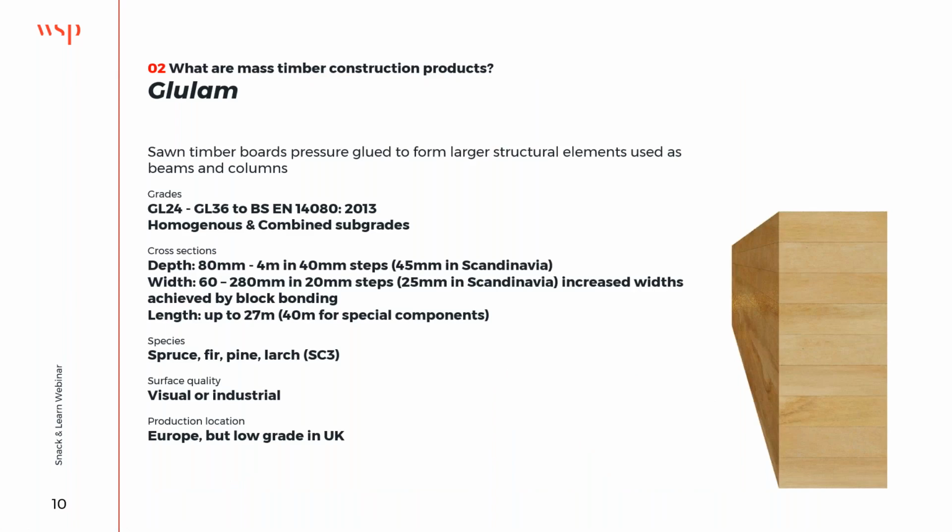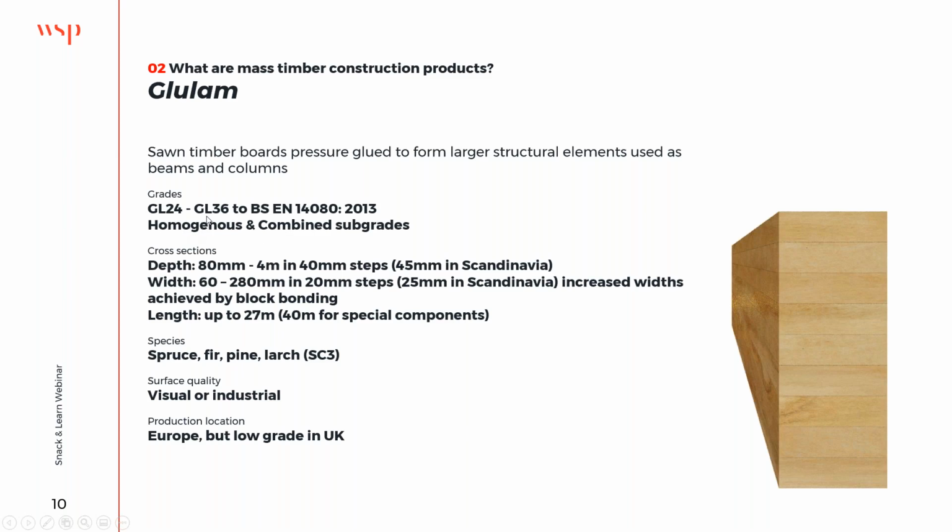So Glulam are sawn timber boards pressure glued to form larger structural elements, and they're usually used as beams and columns. They come in grades from GL24, which is akin to domestic grade timber or high strength domestic grade timber, 24 being the newtons per millimeter squared, or the bending stress capacity of the element, up to GL36 being a very high strength material.